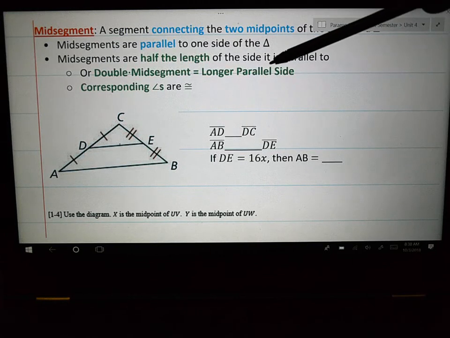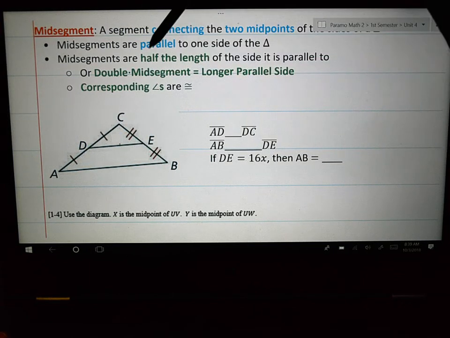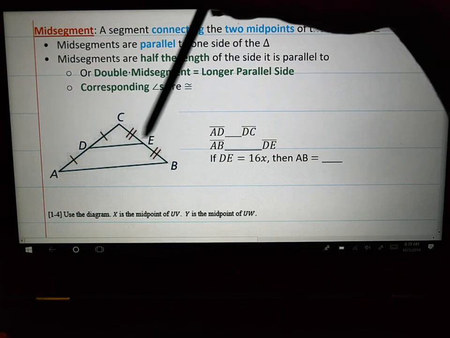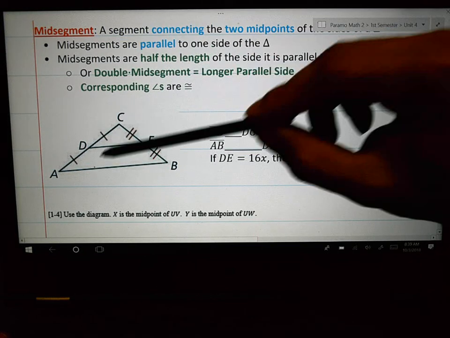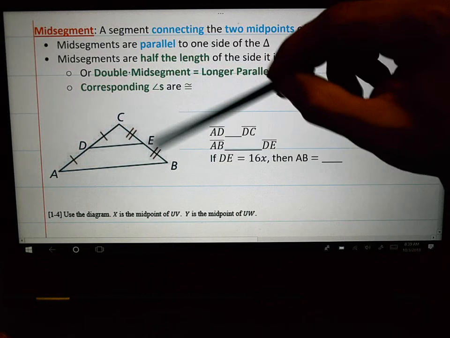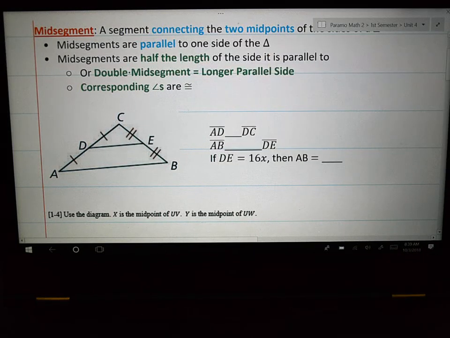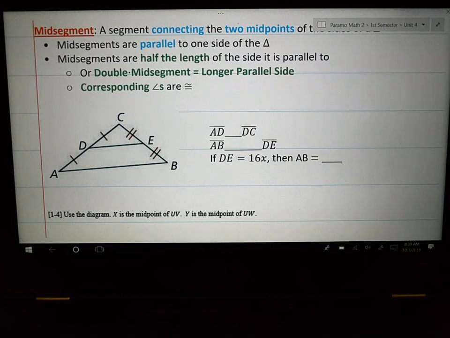And what this whole unit is on are properties of triangles, things that you could use to solve different types of problems or figure out different parts of a triangle. First thing, midsegments, these things, are parallel to one side of the triangle. Which side is it parallel to? The bottom in this case. But if I had a midsegment from here to here, then it would be parallel to the other side. It's always parallel to one side. I can't always say if it's going to be the bottom, top, left, or right. You're just going to have to look and decide.